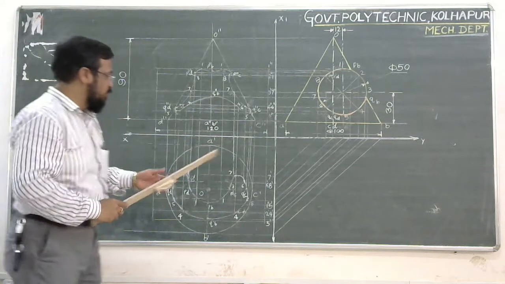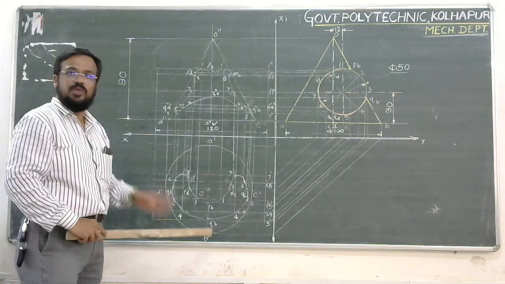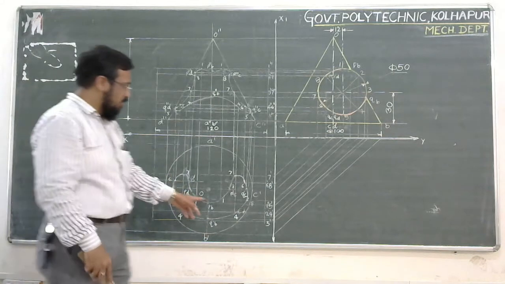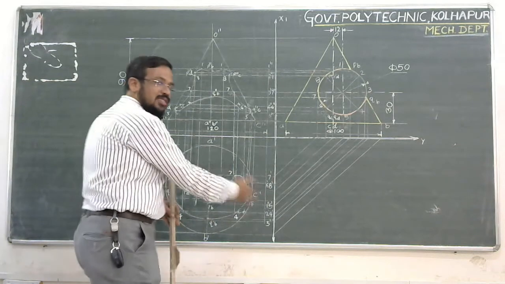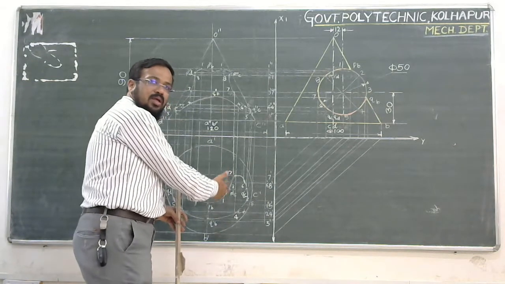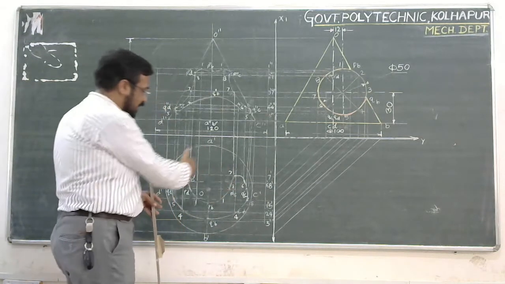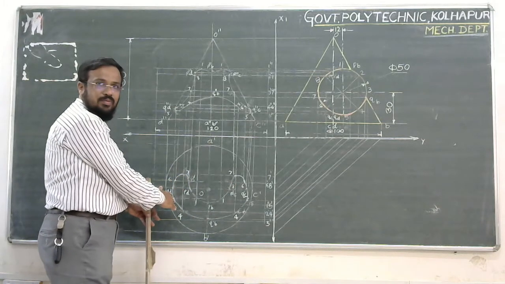Axis of symmetry in the top view is now known to you. The curve which we have joined on the right hand side of this axis of symmetry, the same kind of curve will be replicated on the left side.